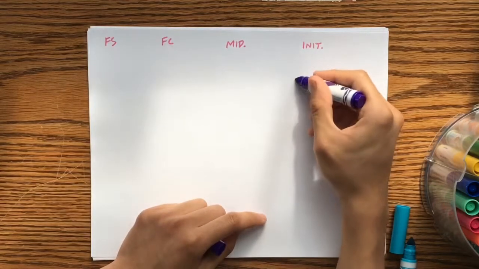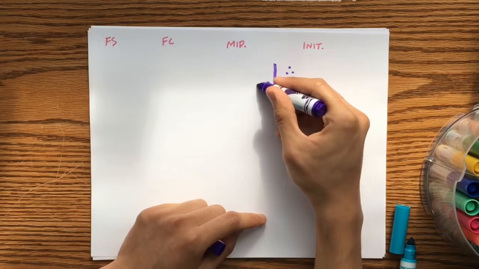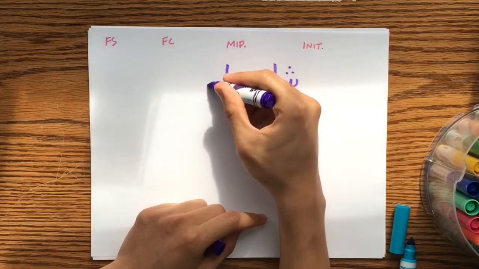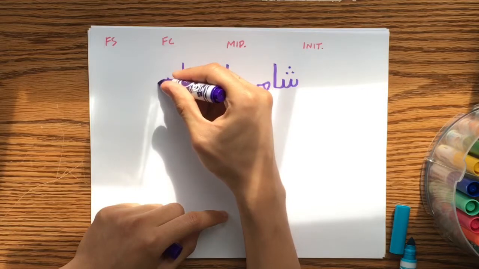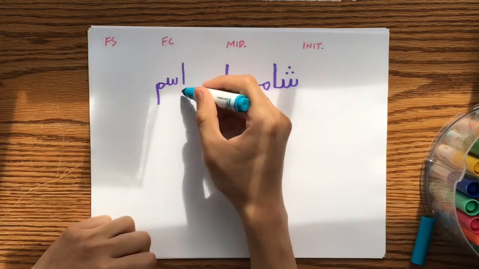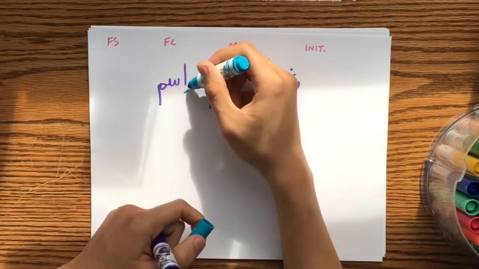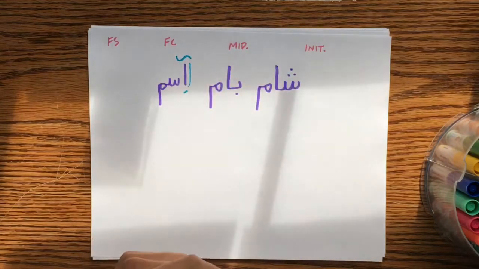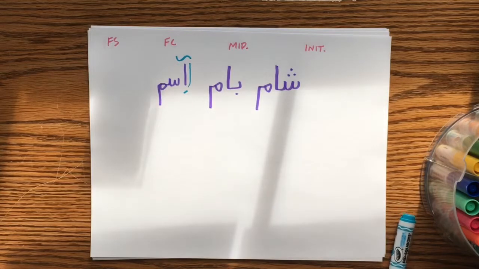Oh, and you can write the word sham, which means dinner, and bam, which means roof, and esm, which means name. And then esm has an e vowel there, and they represented it at the beginning with an aleph without the hood on it.